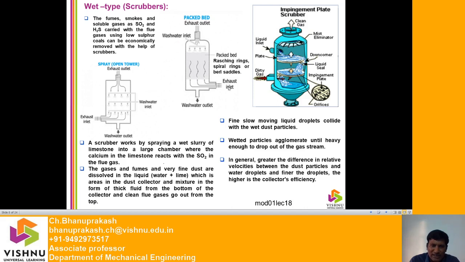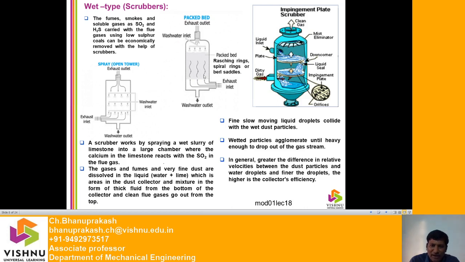See here, when the flue gases enter, they pass through the packed bed. What will be there in the packed bed? There are Raschig rings, spiral rings, or barrel saddles. They absorb the heavy dust particles. So when the water is sprayed or falling here, see, one important thing: wet particles amalgamate until they are heavy enough to drop out of the gas stream.